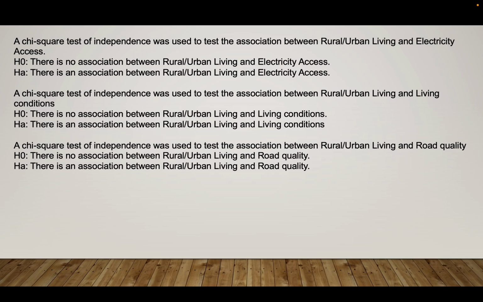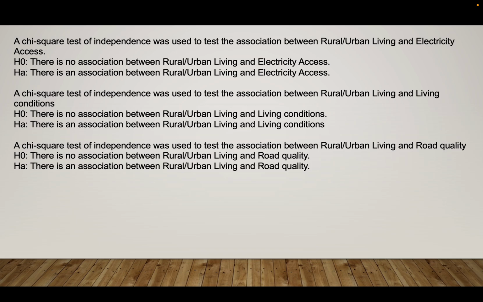So here, with a chi-square test of independence to find the association between rural, urban living and electricity access, my null hypothesis was that there is no association between rural and urban living and electricity access. And then my alternate was there is an association between rural and urban living and electricity access.